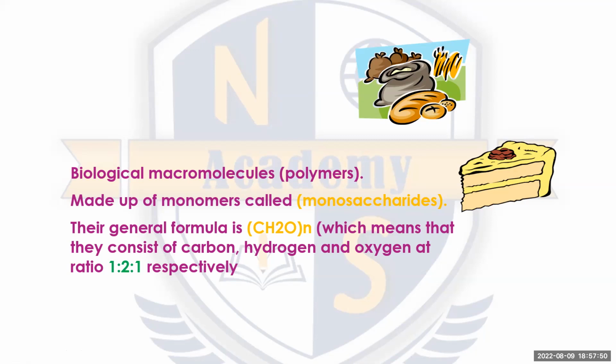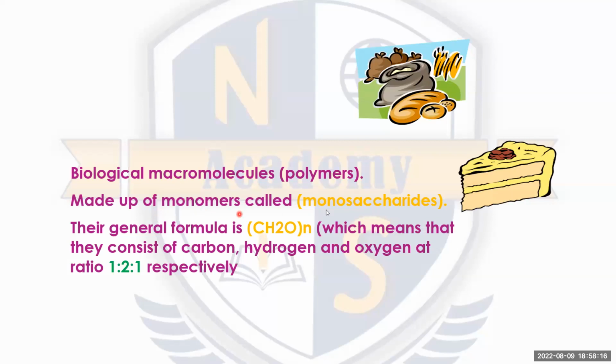Okay? So, the biological macromolecule carbohydrate is a polymer. So it consists of smaller units called monomers. What is the monomer of carbohydrate?